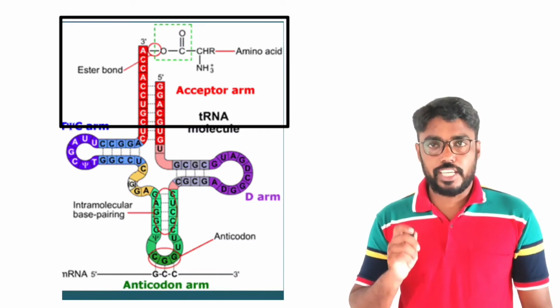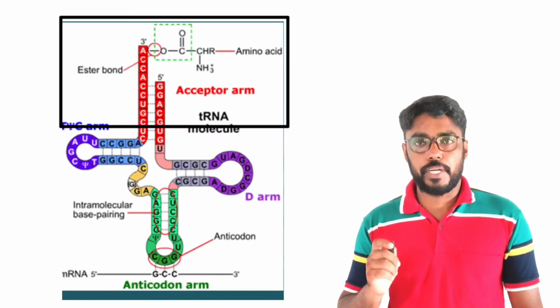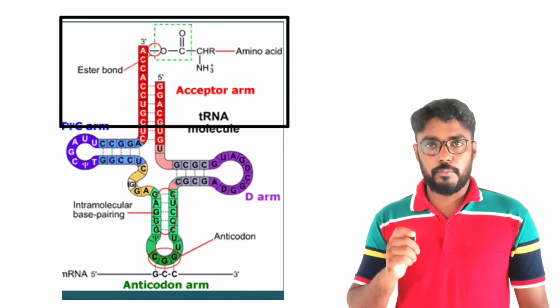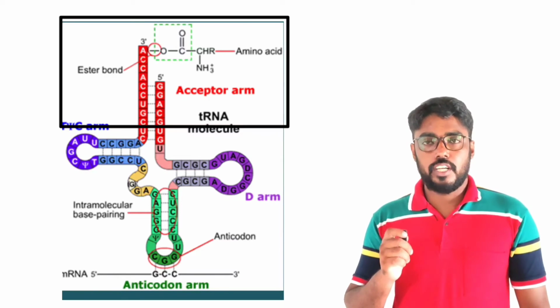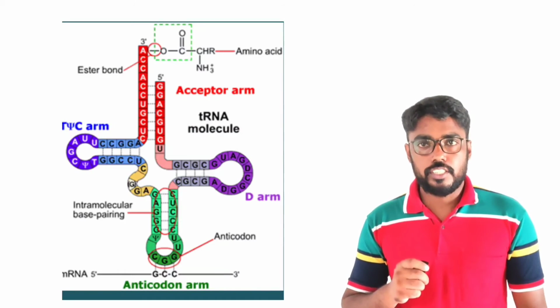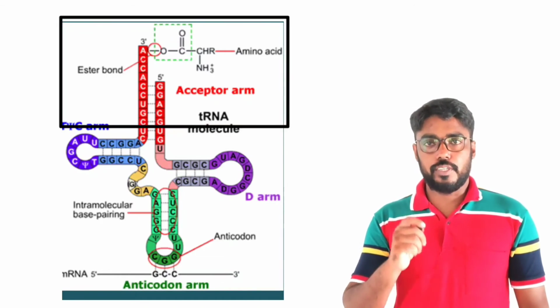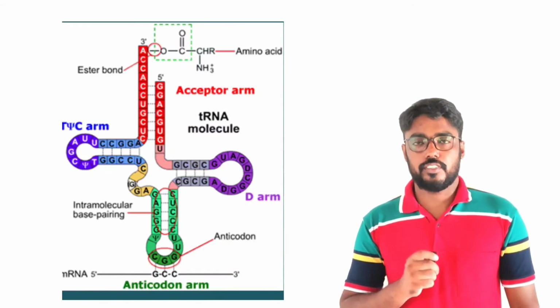In this figure, you can see the acceptor arm. There is a cytosine, adenine unpaired sequence. The adenine binds with the carboxyl group of the amino acid and forms an amino acid tRNA, and it will carry it into the ribosome for protein synthesis.